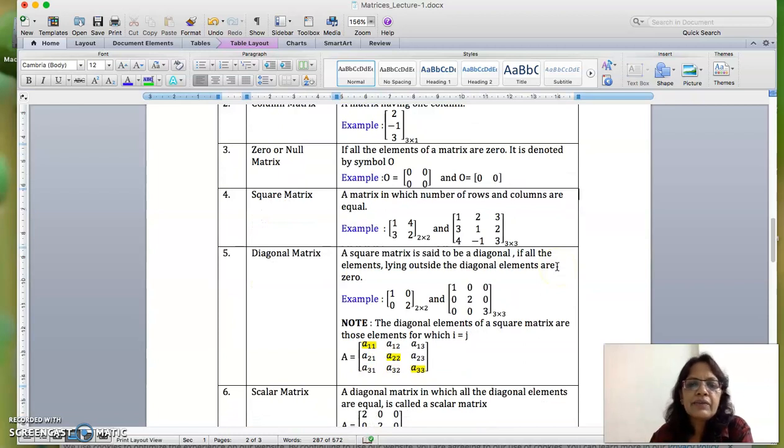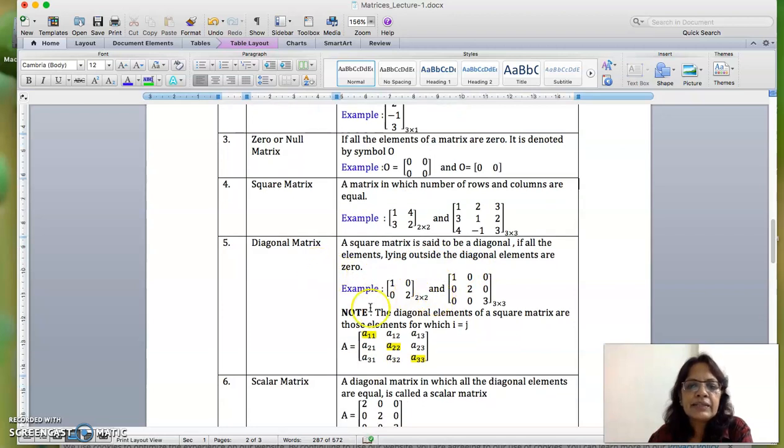Then comes the diagonal matrix. A square matrix is said to be diagonal if all the elements lying outside the diagonal elements are 0. Before understanding the diagonal matrix, first let us see what the diagonal elements of a matrix are. So this is your square matrix. What are the diagonal elements of a square matrix? Those elements for which i is equal to j.